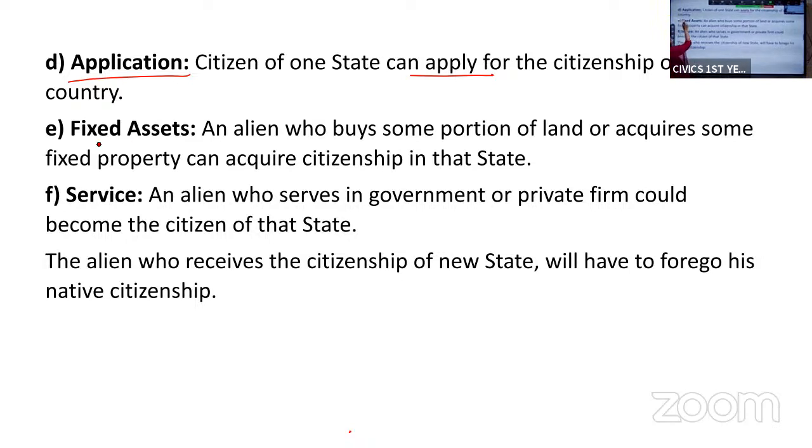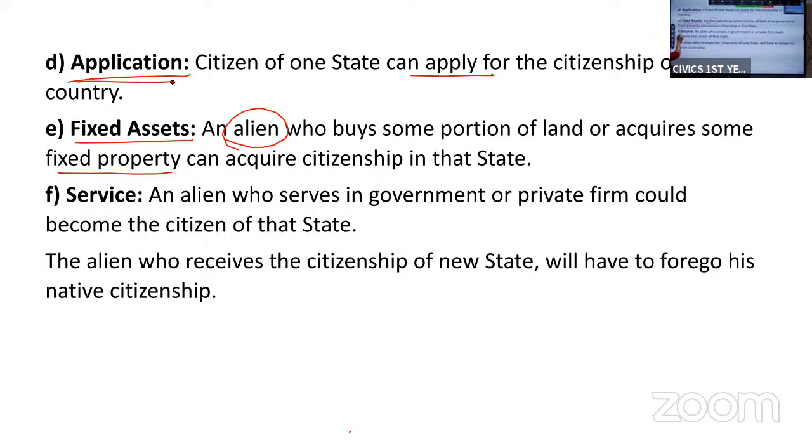The next is fixed assets. Now, an alien, a foreigner, if he is buying property, or some portion of land, or some fixed property, then he is eligible to become the citizen of that country. For example, if I am staying in London and I am buying property also, then I can become the citizen of London. For that, I need to apply.